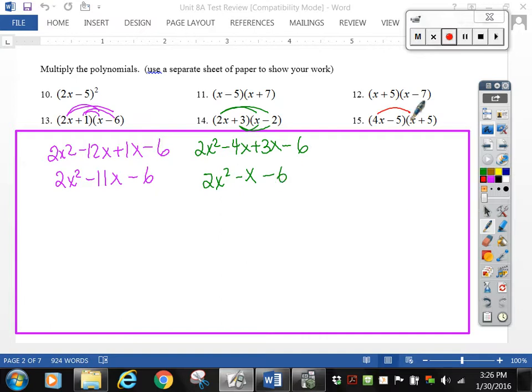Okay, here I get 4x times x is 4x squared. 4x times 5 is plus 20x. Minus 5x times x is minus 5x. And minus 5 times plus 5 is minus 25. So I get 4x squared plus 15x minus 25.